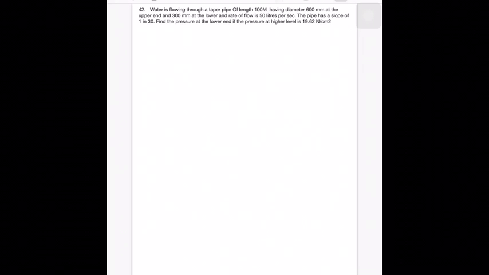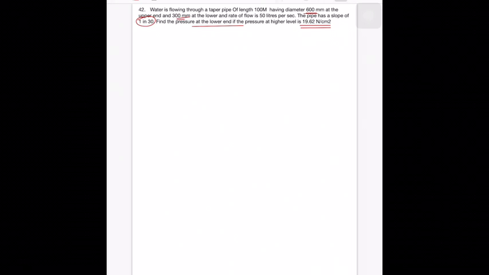So we have been asked to find out the pressure at the lower end if the pressure at higher level is 19.62 Newton per centimeter square. From reading the problem, we can understand that the pipe is a tapering one because it is having two different diameters at two different points. At top, it is having 600 mm, and at lower end, it is having 300 mm. And also, it is having a slope of 1 in 30. That means the pipe is a tapering one and an inclined one.